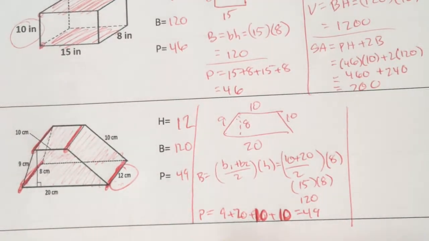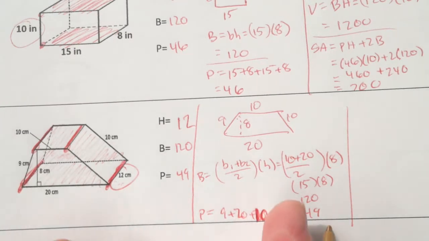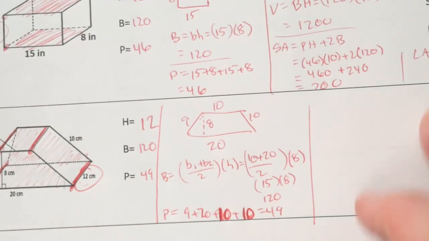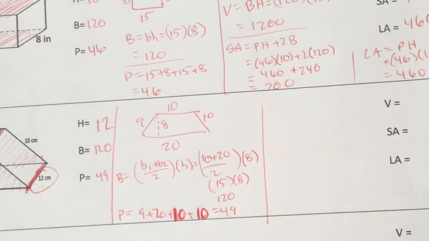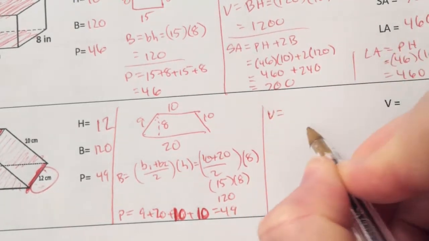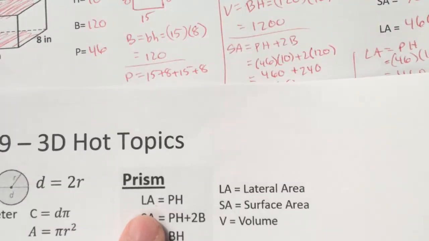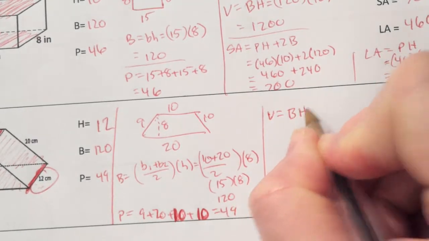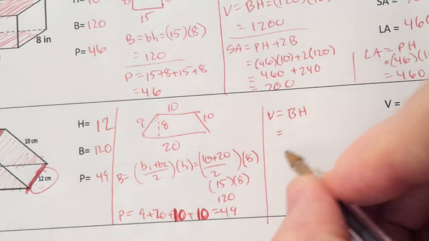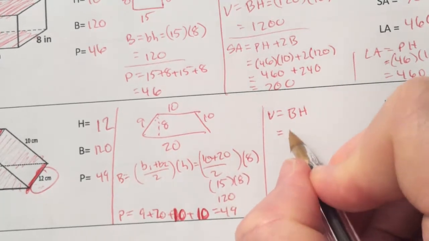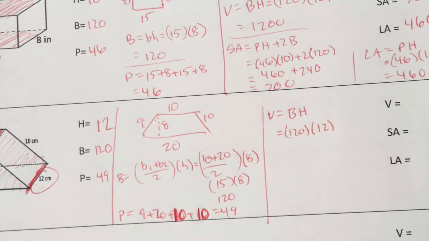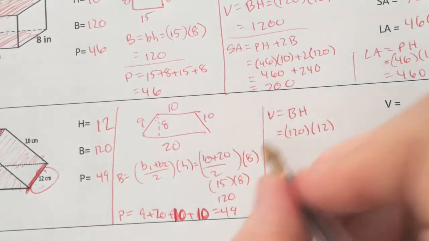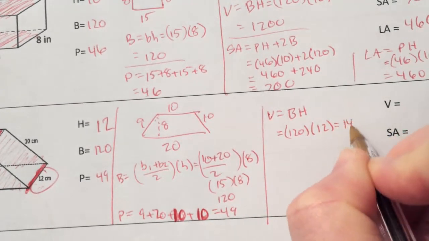All right, so now that we have that hard part down, which is part 1, we can go to part 2, which is just finding the answers to whatever question they're talking about. In this case, I want all three things: volume, surface area, lateral area. So volume for a prism, if you look at your notes, is B times H. So that would be 120 times H, which is 12. So 120 times 12, and you pop out with 1440.